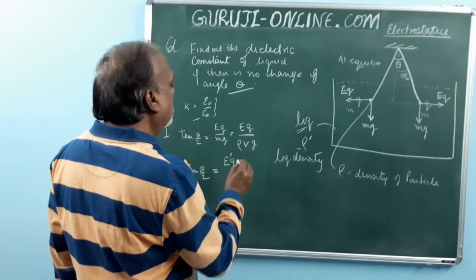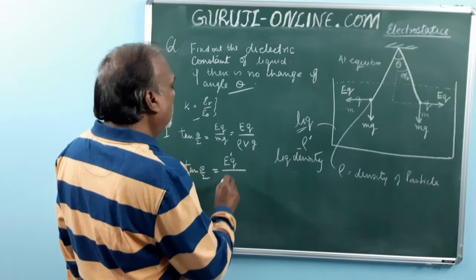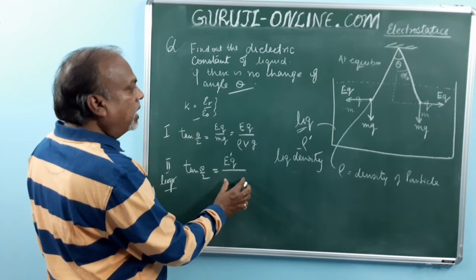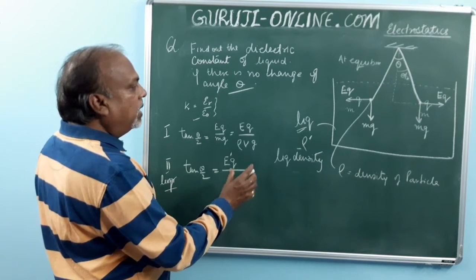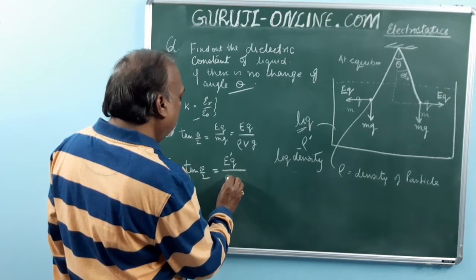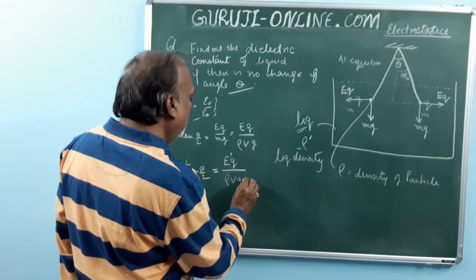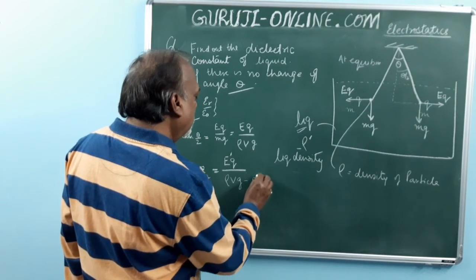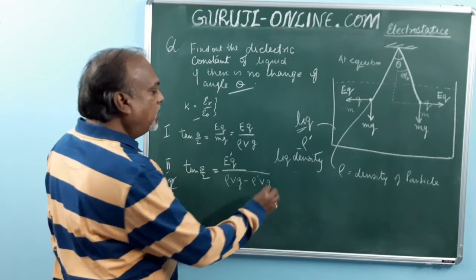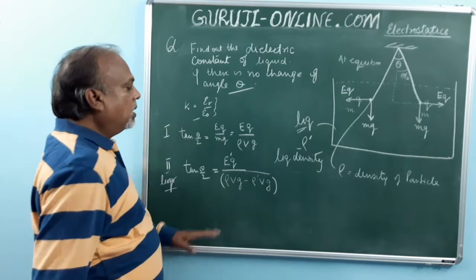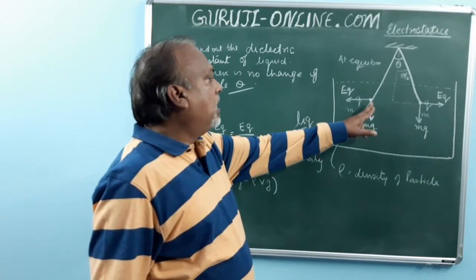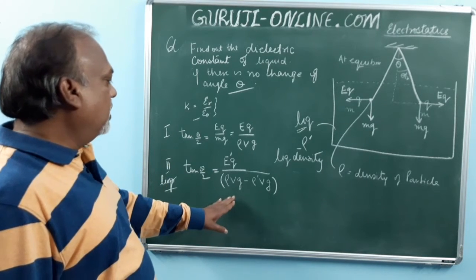electric field will change, and of course your rho Vg here, basically the apparent mass will be there. Apparent mass. It is not the real mass. It will be the apparent mass in the liquid, and that will be nothing but rho Vg minus rho dash Vg. Correct? This is the apparent weight this particle will have inside the liquid. It is very simple to understand.